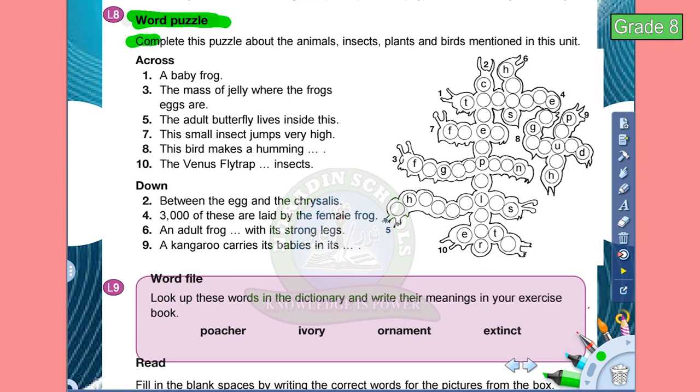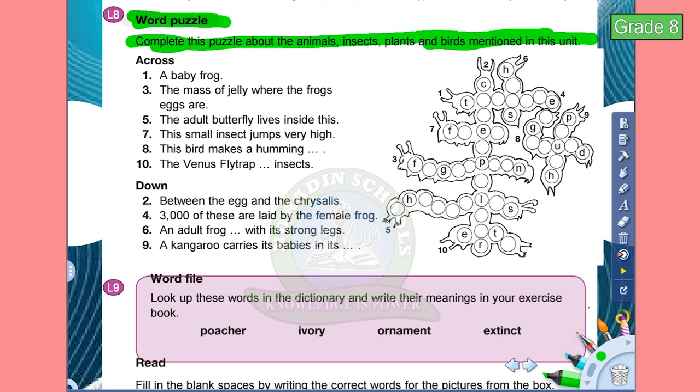Let's also highlight the subtitle of our activity. Complete this puzzle about the animals, insects, plants, and birds that are mentioned in this unit. Plants, birds, insects, the nature is wonderful, or the land is wonderful. Birds, plants, insects.